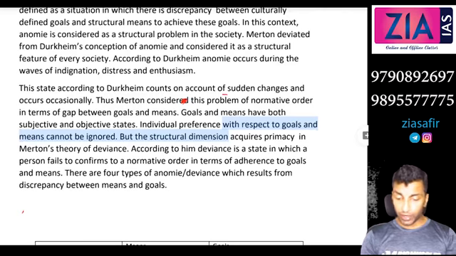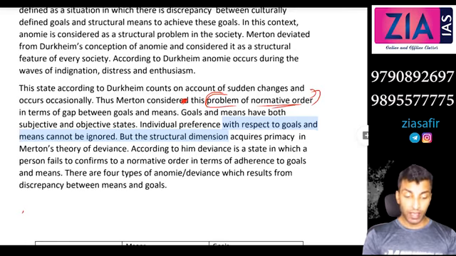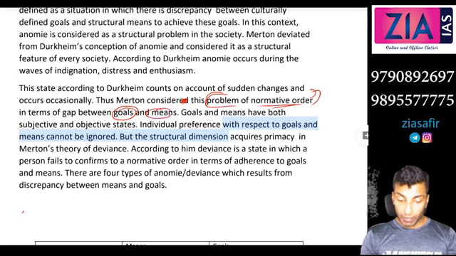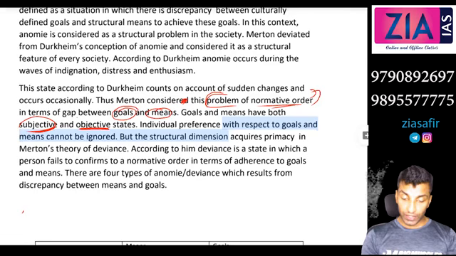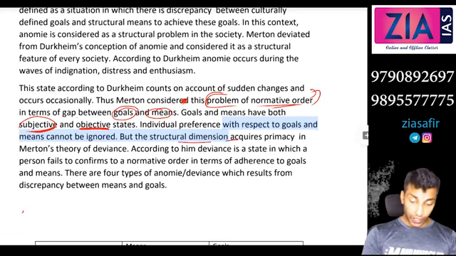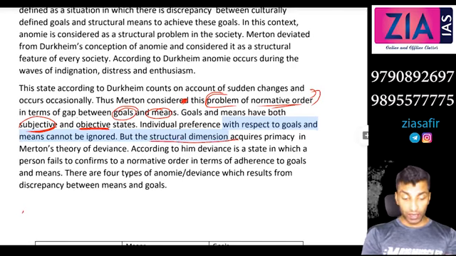Problem of normative order means the norms and values. The problem of normative order means it is the situation of anomie in terms of gap between goals and means. Goals and means have both subjective and objective states. Individual preference with respect to goals and means cannot be ignored. But the structural dimension acquires primacy in Merton's theory of deviance. According to him, deviance is a situation in which a person fails to conform to the normative order in terms of adherence to the means and goals.